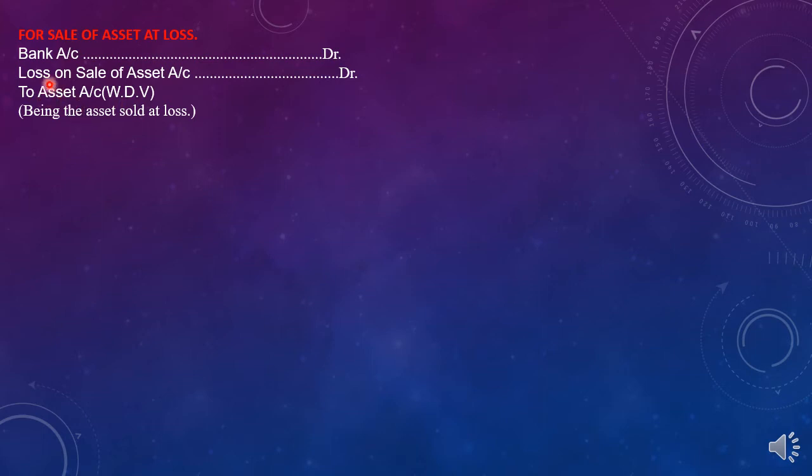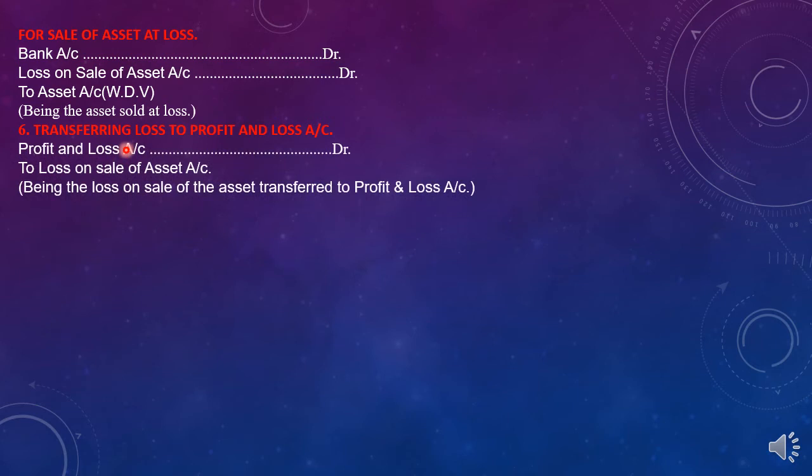Again students, we have to transfer this loss on sale of asset to P&L account. So what will be the journal entry for that? So again, transferring the loss to profit and loss account. So you know loss is shown on the debit side of the profit and loss account. So here you can see the entry: profit and loss account debit to loss on sale of asset account. So here the journal entry is being the loss on sale of the asset transferred to P&L account.